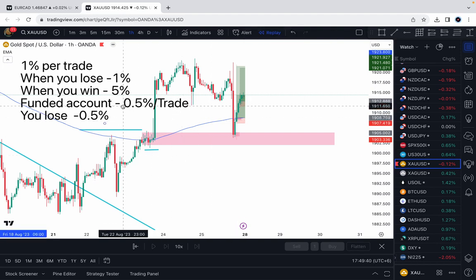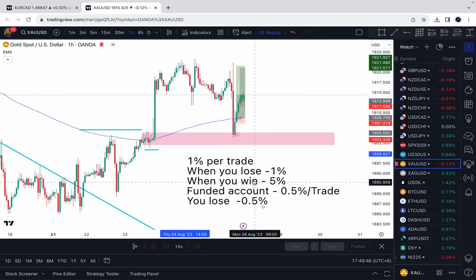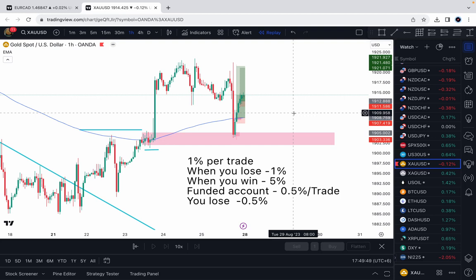Okay, so the good thing about this is, you always have a better perspective, a better system to follow, because when you win, you at least win 5% or 10% or more. That's what my system teaches. And if you lose, it's 1%.